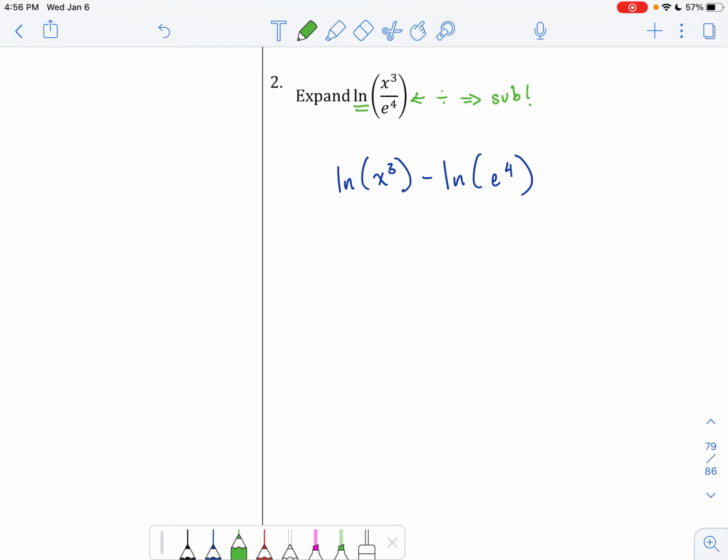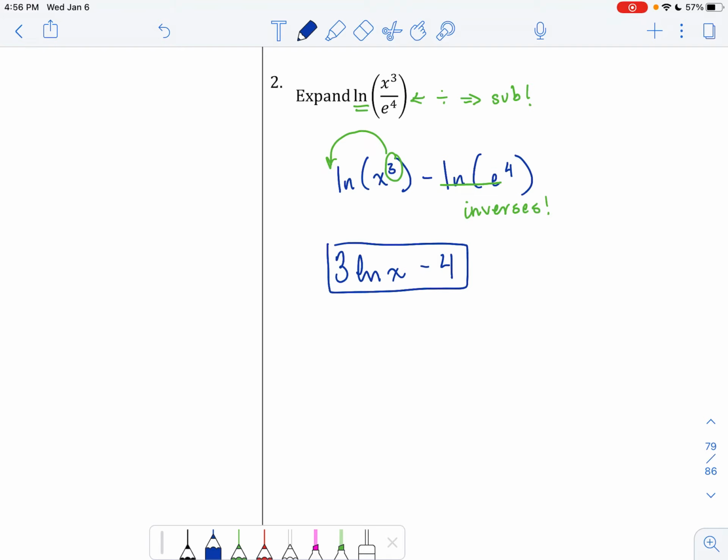Now here we can expand further since the exponent can come down. You could do that here, but I would hope that you recognize, oh, natural logs and their bases cancel out, right? These are inverses. And so we end up with 3 ln of x, since x is by itself, I'm not going to put parentheses around it, but you absolutely can if you like, minus 4, since the log and the base e cancel out. And this is our expanded form.